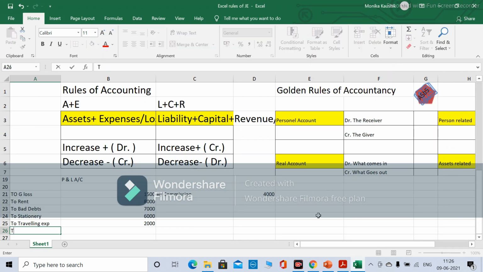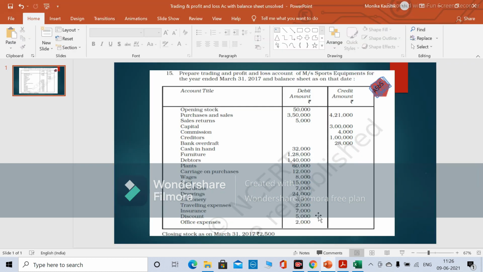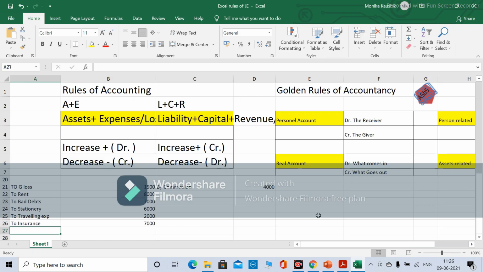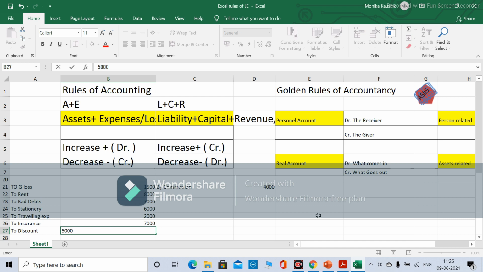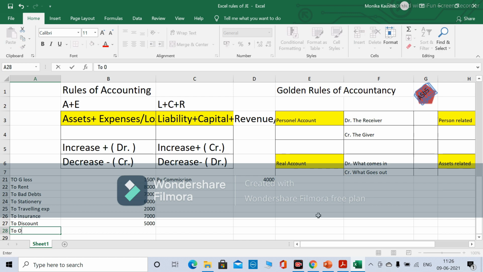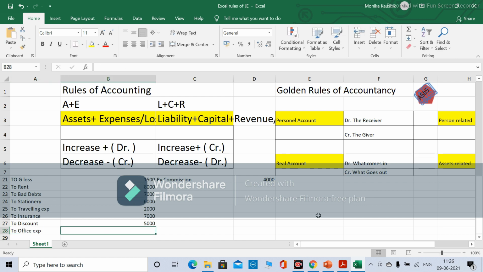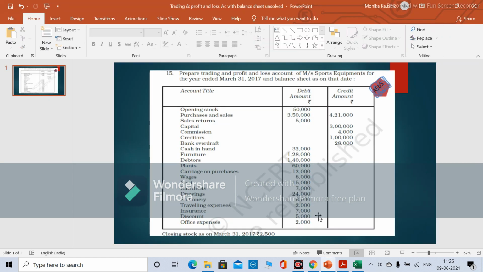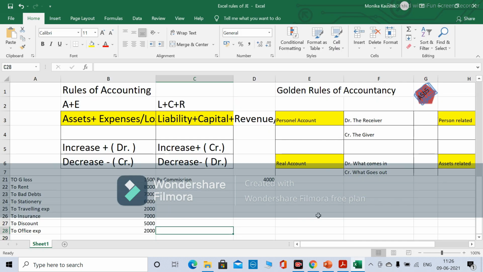Insurance, 7000 rupees. Discount, 5000 rupees. Office expenses, 2000 rupees. That's it, all covered now. So let's calculate the net profit or net loss.